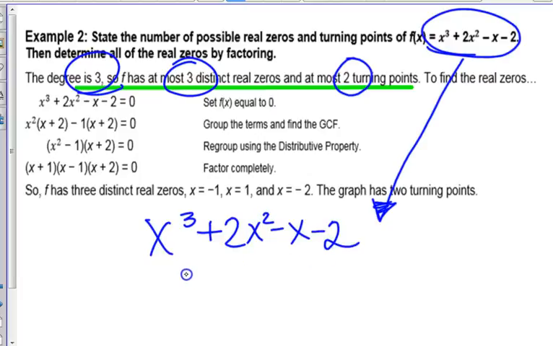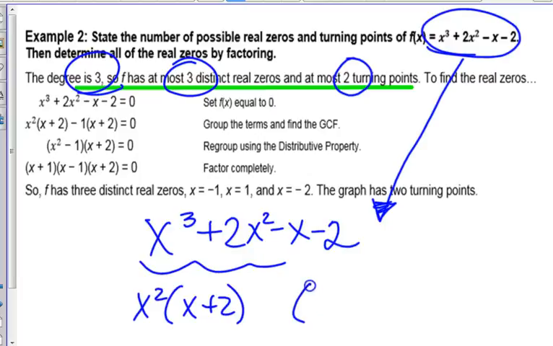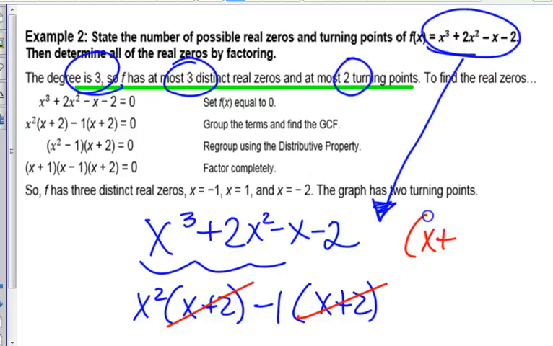Grouping. Everybody okay? That's what I would call it anyway. Out of the first 2, we're going to take an x squared. We'd be left with an x plus 2. We need an x plus 2 back here, so what do we need to take out? A -1. Then when we take out that x plus 2 and write it down, what's left to smush together is x squared minus 1.